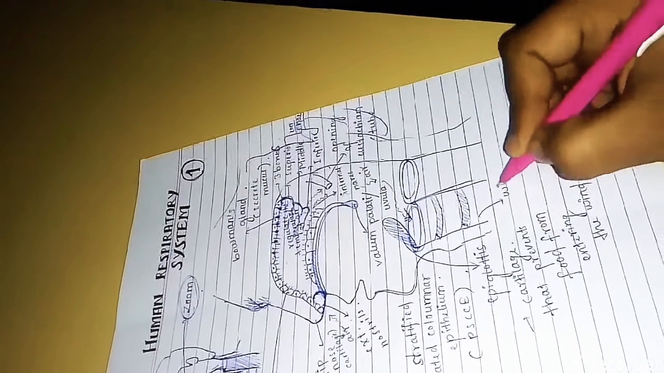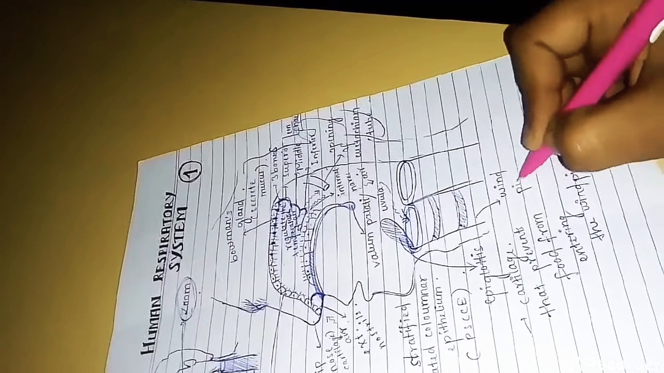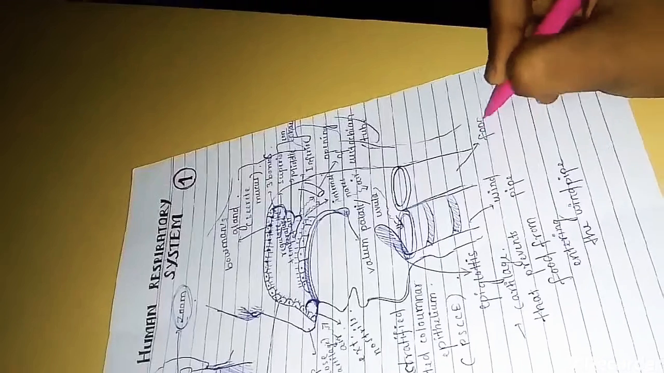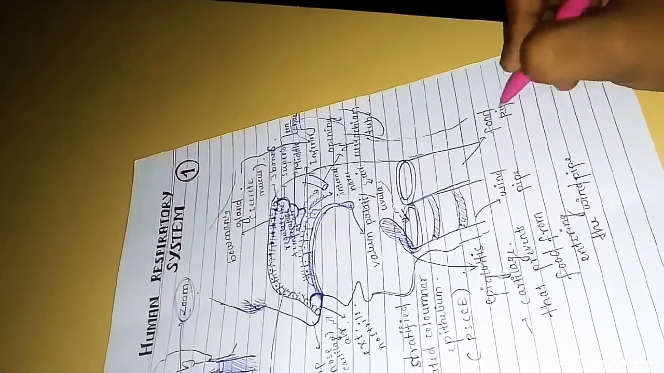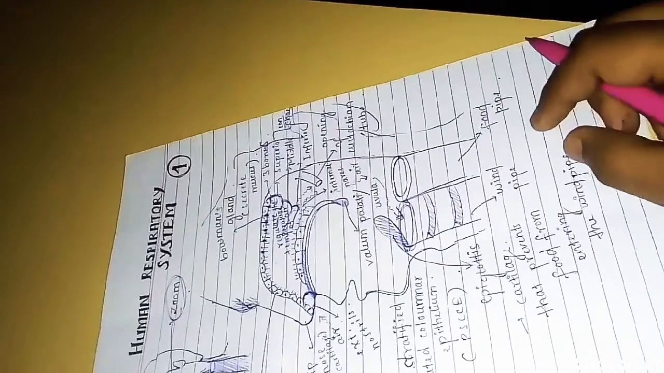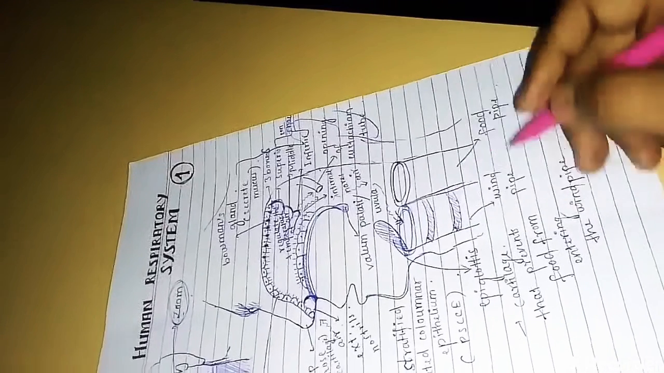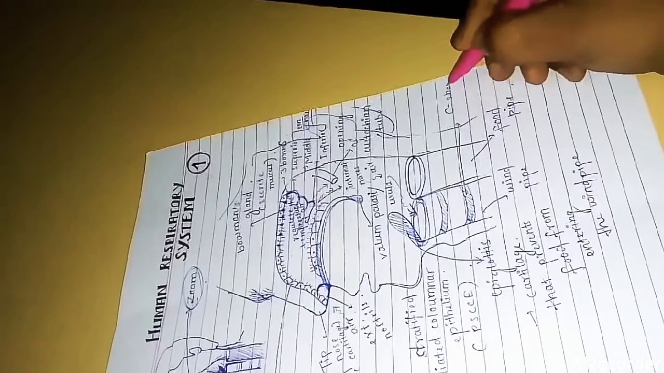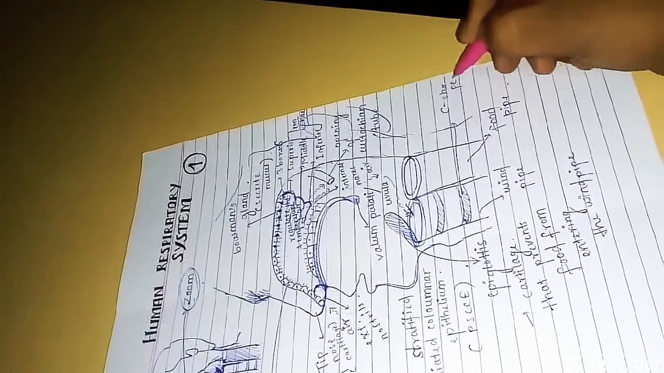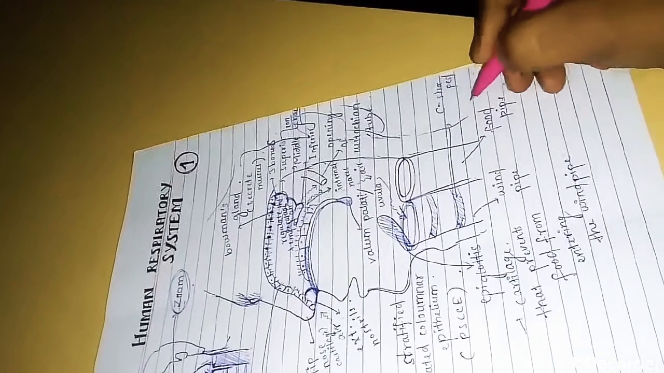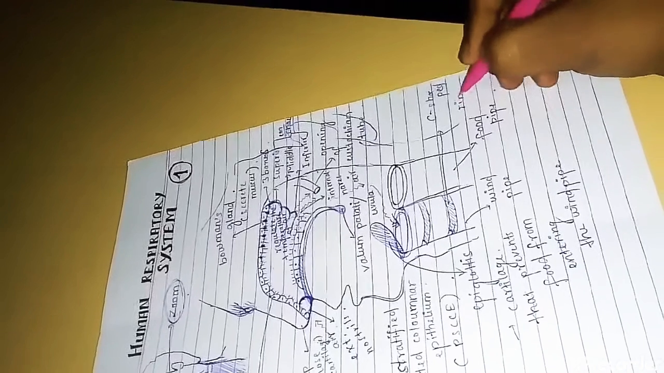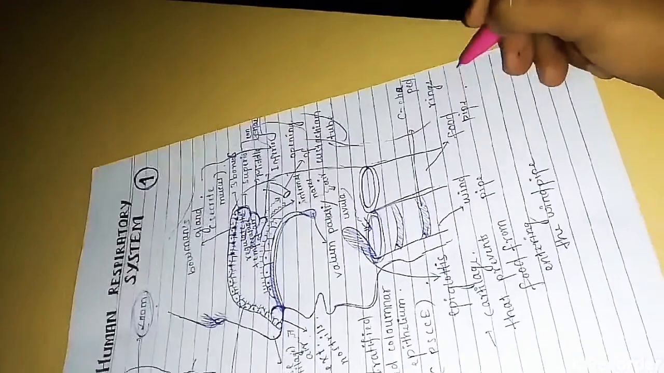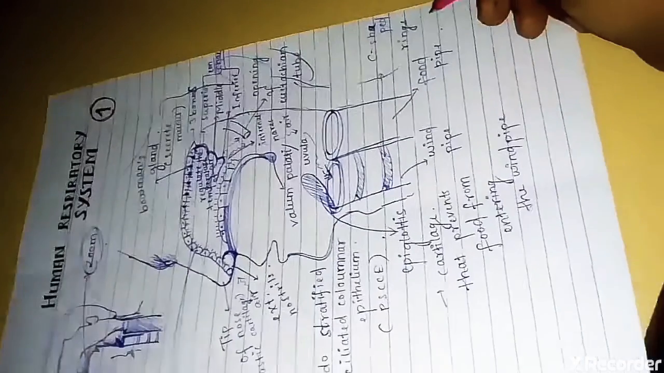This is basically your windpipe. This is your food pipe or the esophagus. And these structures are known as C-shaped cartilaginous rings. These are the rings which prevent the windpipe from collapsing or blocking. They provide some rigidity to the windpipe.